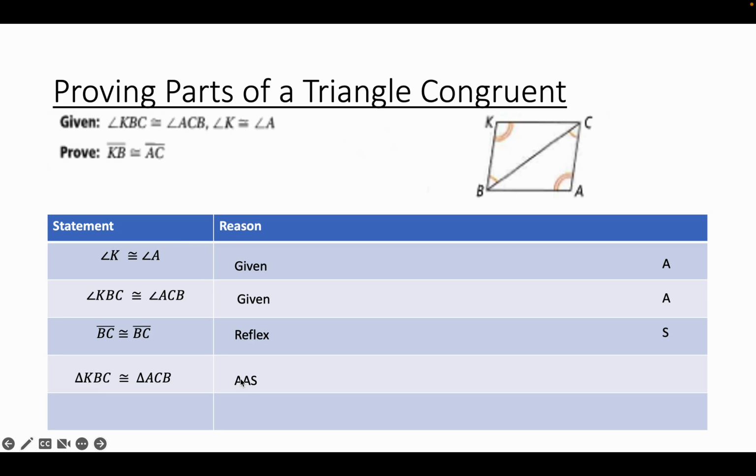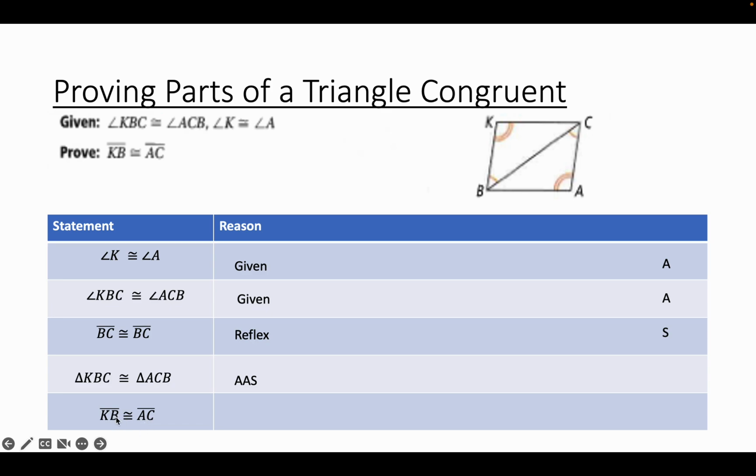Well, let's take it that one step further, because they did not ask for the triangles to be proved congruent. If I have proved that the triangles are congruent, then I can say that all of the corresponding parts are congruent. They just happen to want to know this one, so let's go ahead and plop that one in.